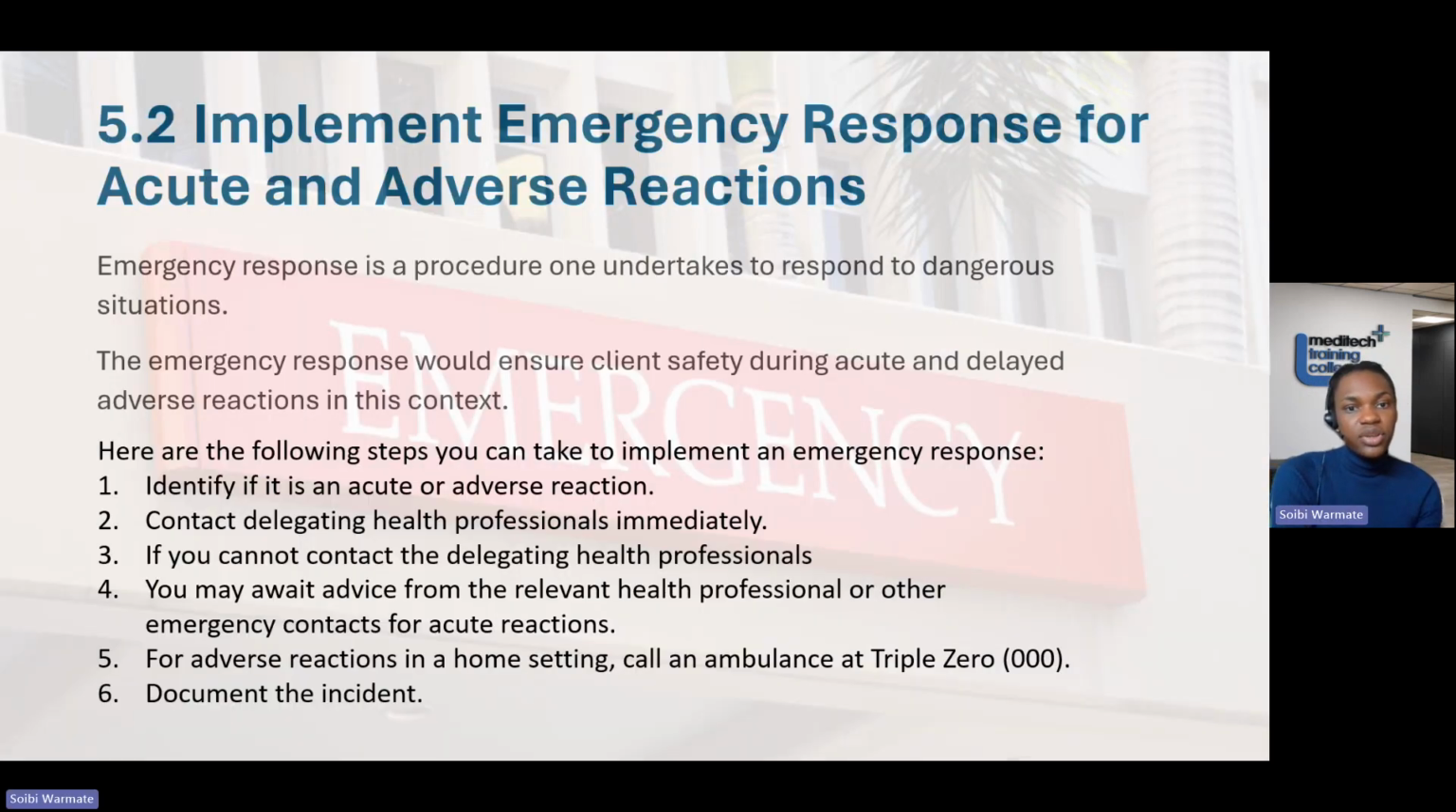All right, implement emergency response for acute and adverse reaction. Here are the following steps you need to take to implement emergency response. You need to identify if this is an acute or adverse reaction. You need to contact your delegating health professional immediately. If you cannot contact a delegating health professional, you need to wait for advice from the health professional or other emergency contacts for acute reaction. For adverse reaction in the health setting, you need to call an ambulance on 000, and you need to document the incident objectively.